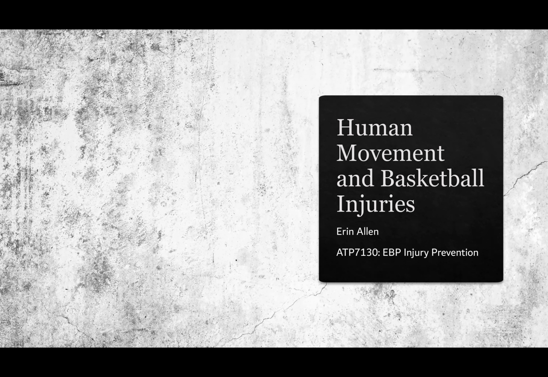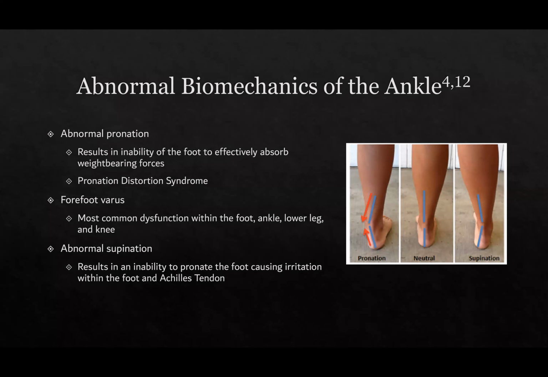Today I'm going to present on human movement and basketball injuries and how they relate to one another. The biomechanics of the foot and ankle are a crucial component for normal functioning of the lower extremity. Abnormal mechanics of the foot and ankle cause a breakdown in the mechanics designed to distribute and dissipate normal forces that occur when weight bearing.